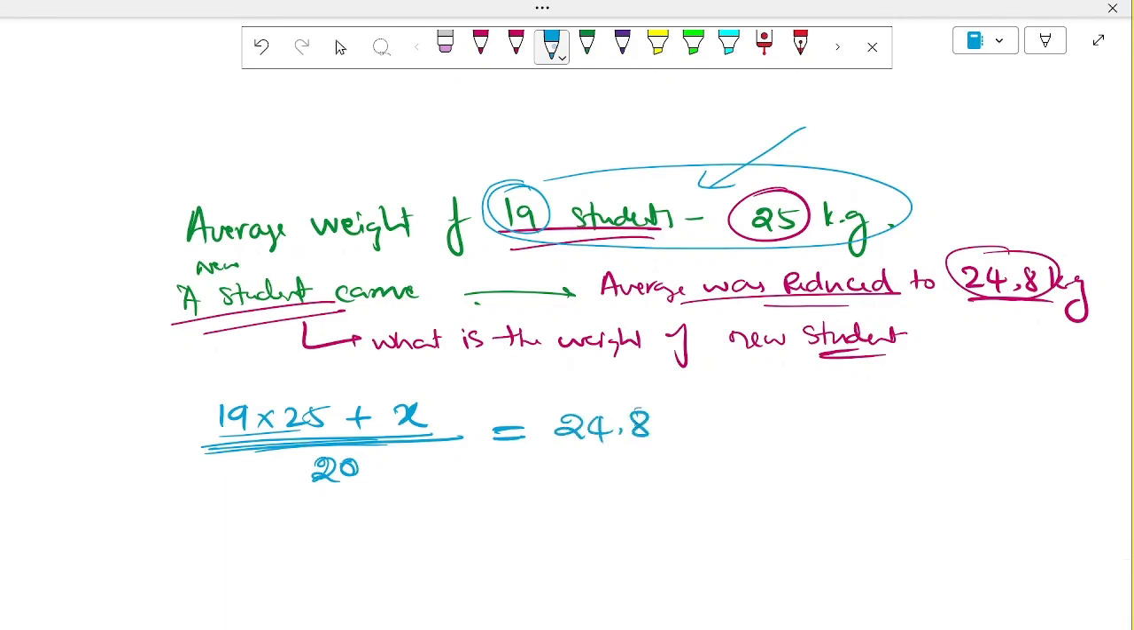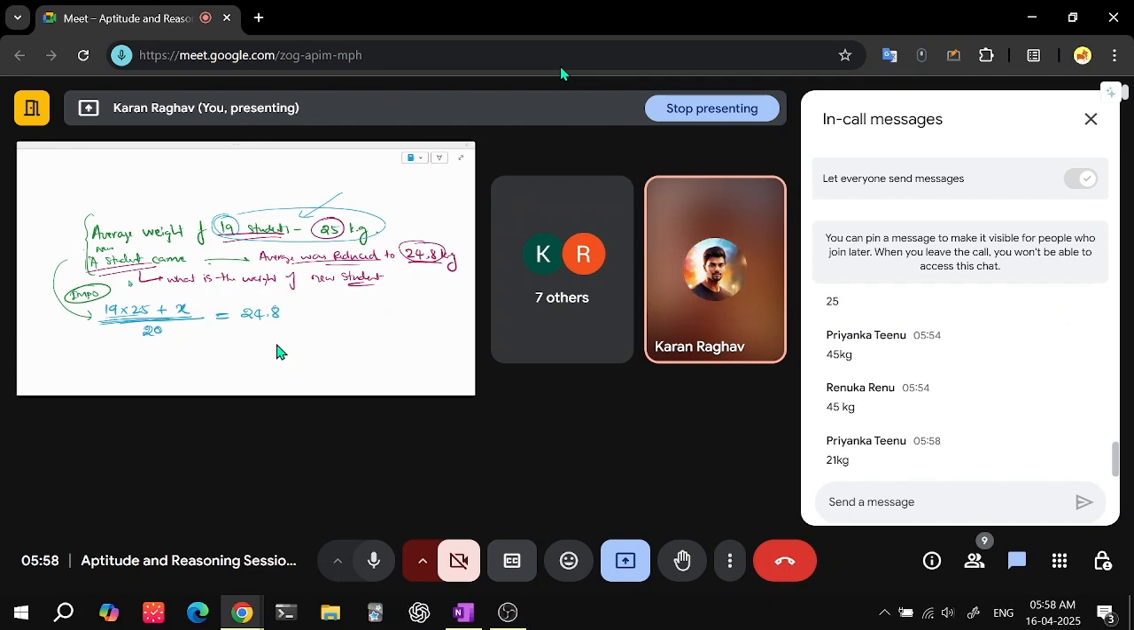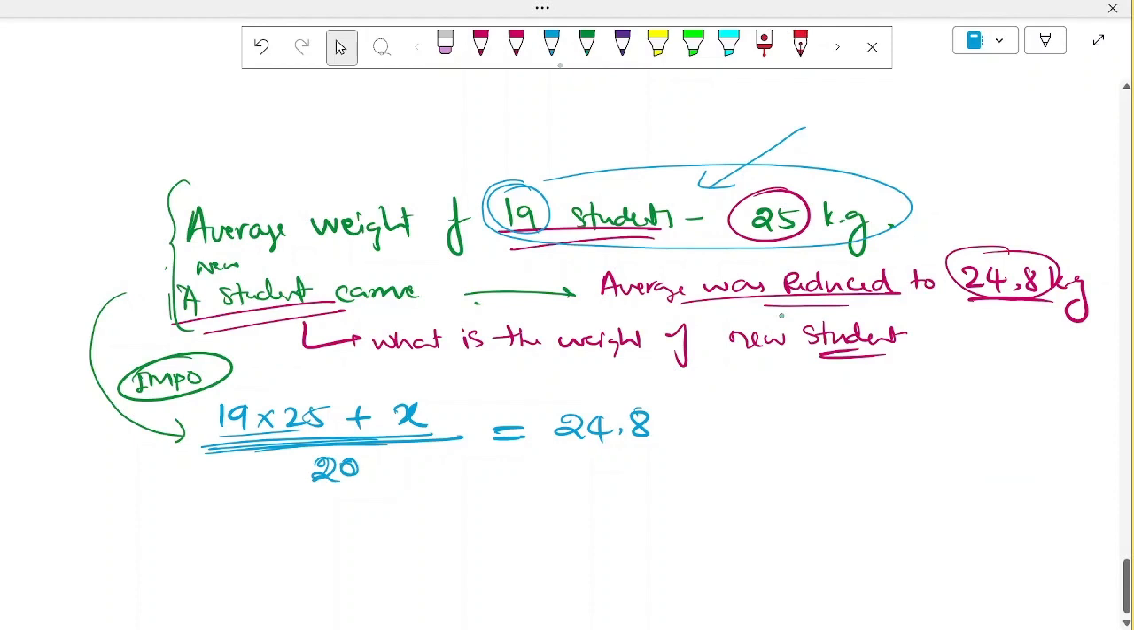This is the formula. This is very important. From the given question, identifying this formula is very important. If you do this, then you can solve the questions easily. Priyanka says 21. Any other answers? Yes, you need to find the value of x here. Just find the values, and remember, in most competitive exams they don't give you calculators. You need to do it manually.